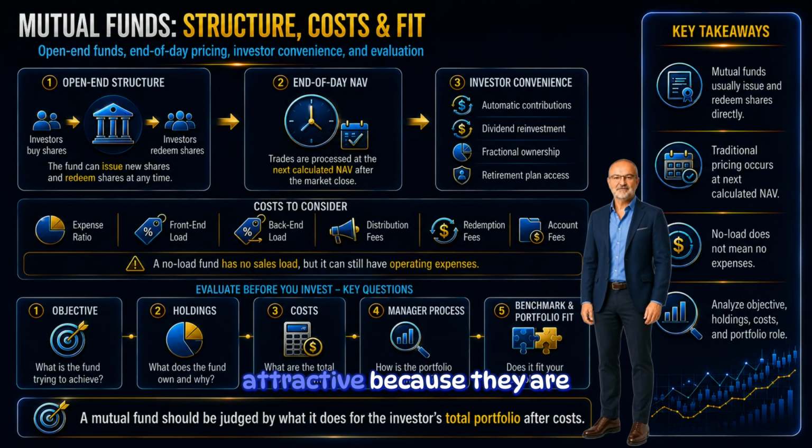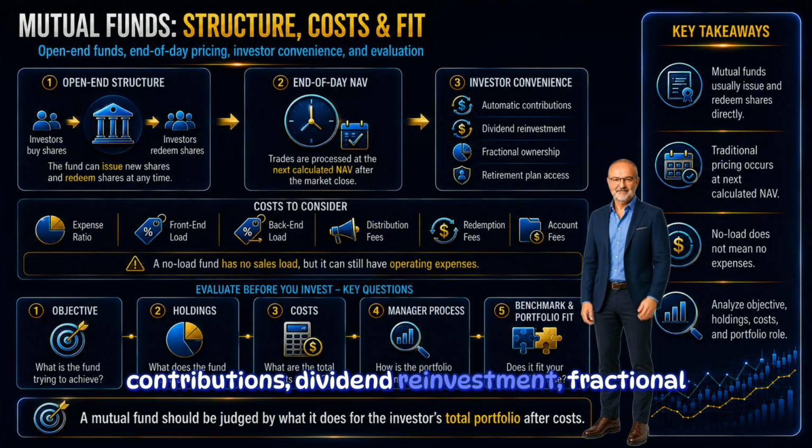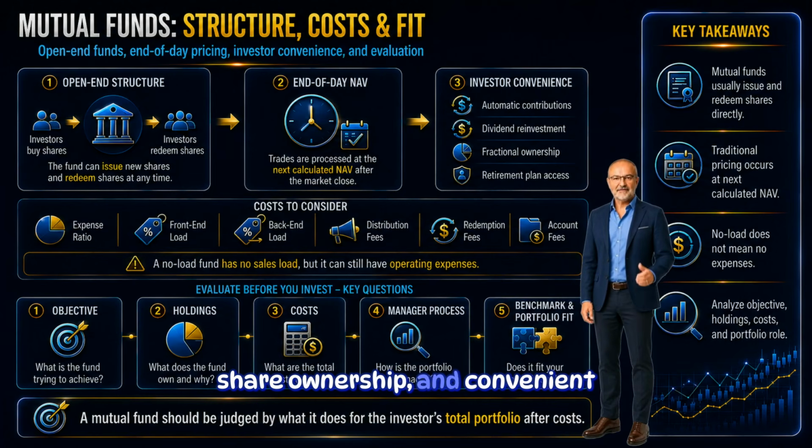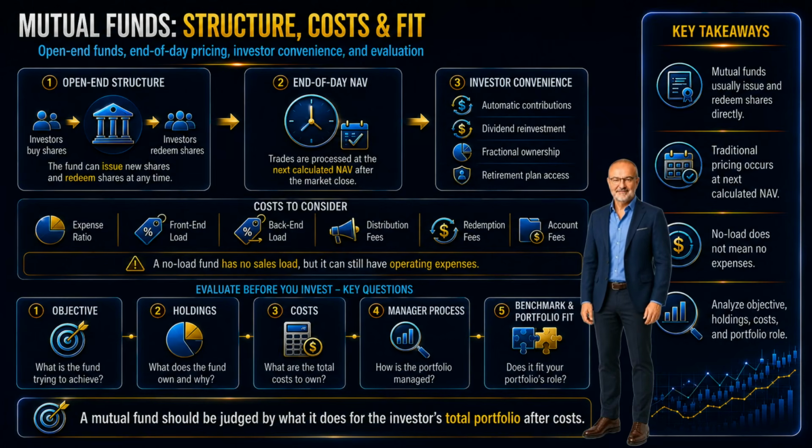Mutual funds are often attractive because they are simple to use. They may support automatic contributions, dividend reinvestment, fractional share ownership, and convenient access through retirement plans or fund families. But mutual fund analysis must include costs. There may be an expense ratio, which is the ongoing cost of operating the fund. There may also be front-end loads, back-end loads, distribution fees, redemption fees, exchange fees, or account fees. A no-load fund means there is no sales load. It doesn't mean the fund has no expenses. This is a common misunderstanding.